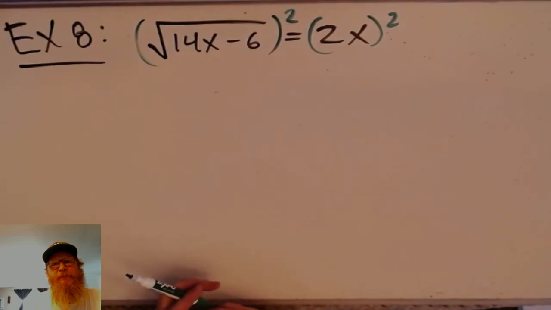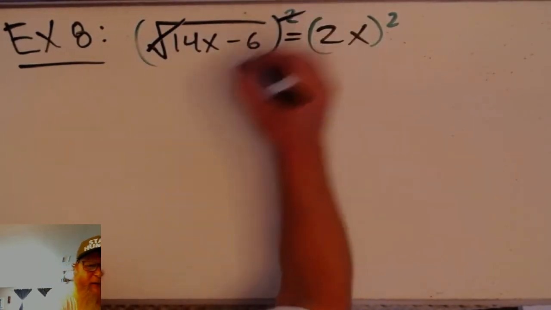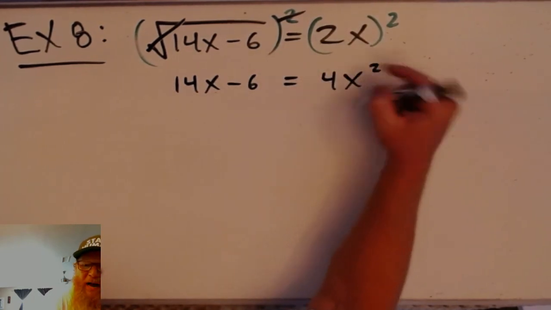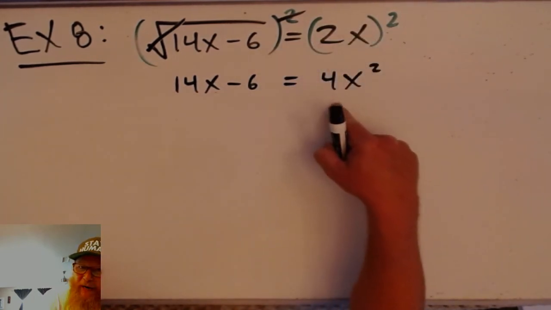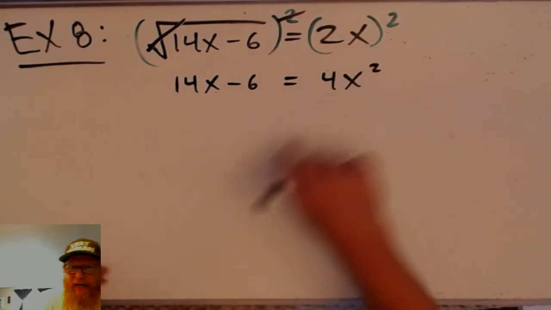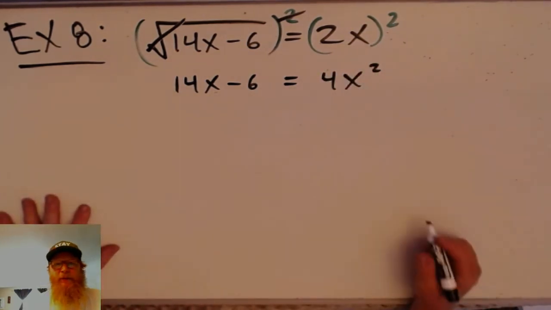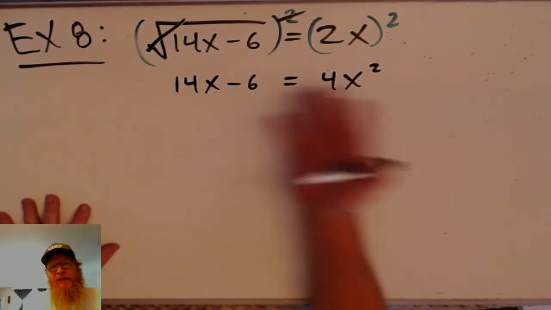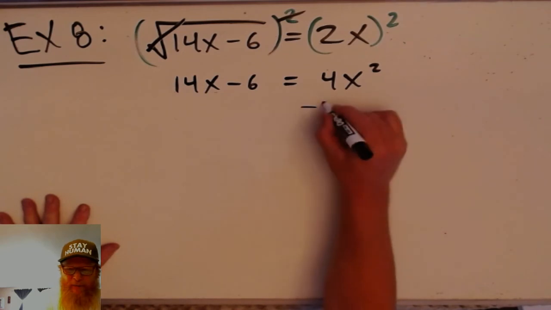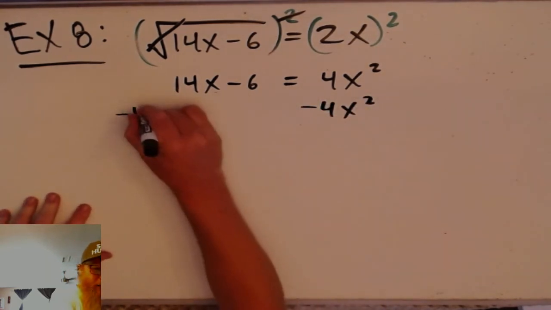Okay. And so you get 14x minus 6 equals 4x squared. Be really careful. 2 times 2 is 4. x times x is x squared. Set this equal to 0. I'm going to go minus 4x squared here.